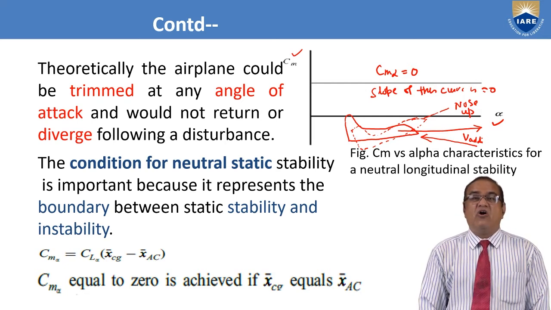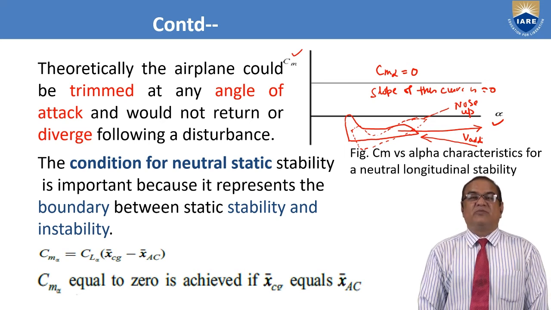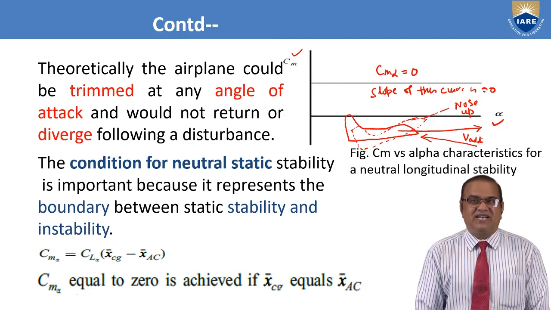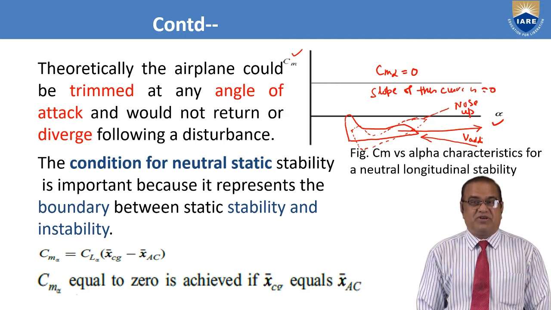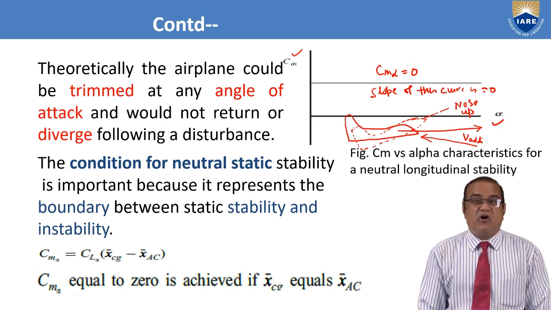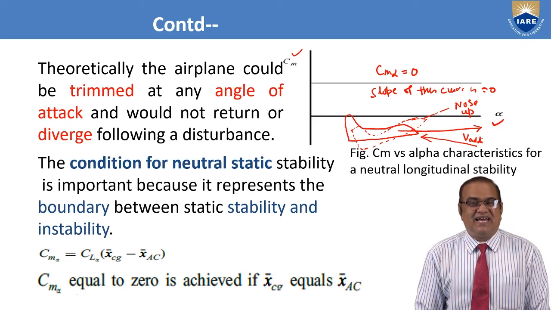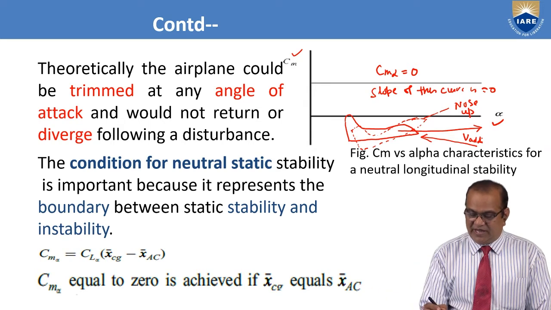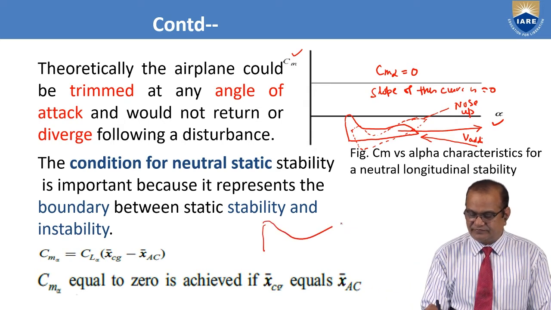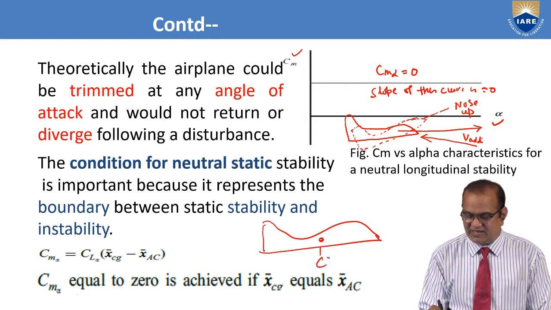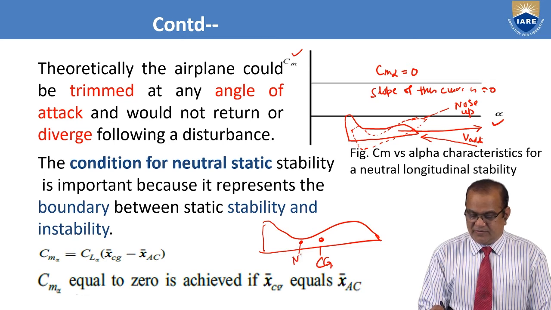Neutral point: what limitations should there be on the neutral point? The condition for neutral static stability is important because it represents the boundary between static stability and static instability. If this is the aircraft, here is the center of gravity and here is the neutral point, NP.